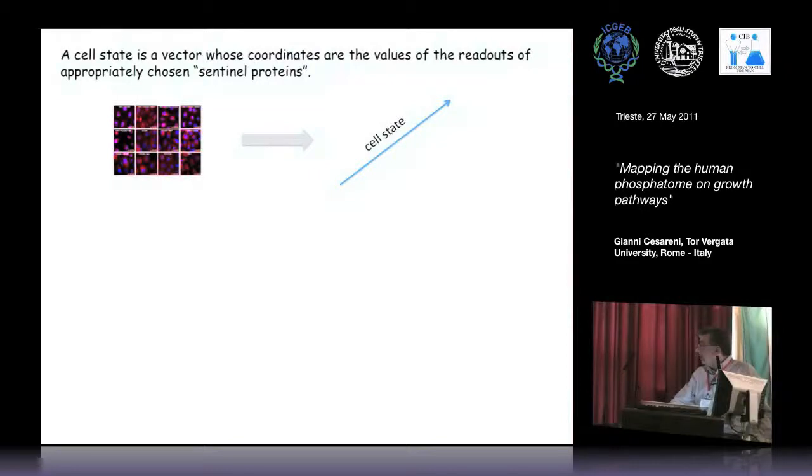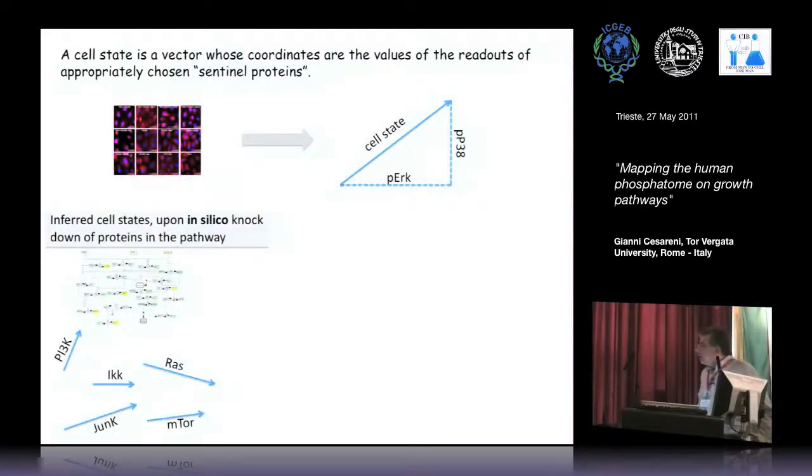Since not many of you can reason in 7 dimensions, here I simplified to 2 dimensions. Let's suppose that we have measured P-ERK and activation of P38. The combination of these 2 measurements defines a cell state. Now this cell state can be reproduced by our model. By inactivating each of these nodes, for instance, if I inactivate PI3 kinase, P38 and P-ERK will change, so the direction of the vector will change.